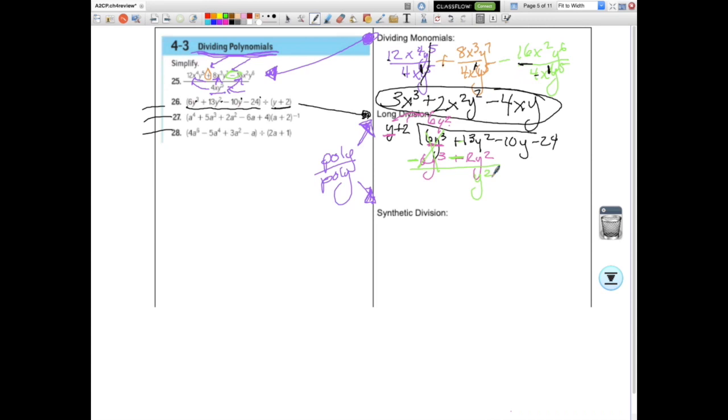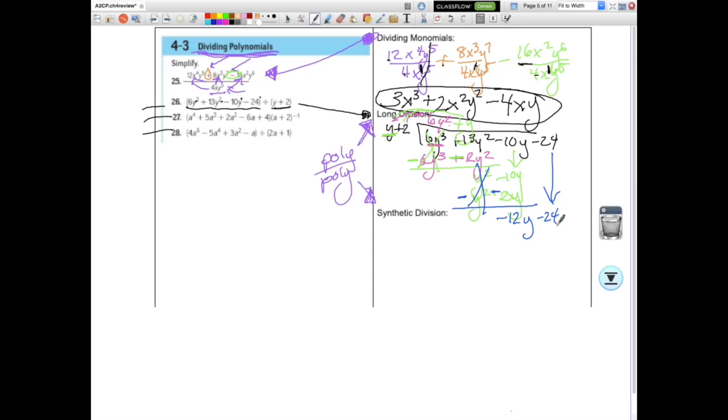13 minus 12 is going to be just a positive 1y squared. I'm going to bring down my next piece. And I continue the same process. I'm going to ask myself, how does y become y squared? Well, I would multiply it by a positive y. I'm going to distribute that positive y across to both of these parts. So y times y is y squared again. Y times 2 is 2y. I'm going to now, hopefully you're answering this to yourself, subtract. These cancel. That should happen every time. And negative 10 minus 2 is negative 12y. I'm going to bring down my minus 24.